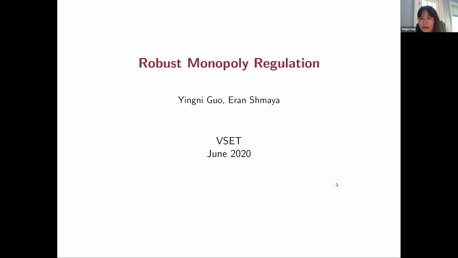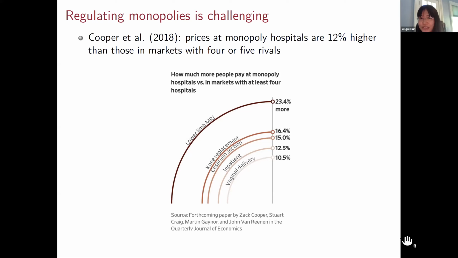The paper is about monopoly regulation. We all know that monopoly is notoriously challenging. A monopoly firm has the market power to set its price above that in an oligopoly or competitive market. For instance, this QJE paper by Cooper and his co-authors shows that prices at monopoly hospitals are 12% higher than those in markets with 4 or 5 rivals. This picture shows the price premium for individual procedures.